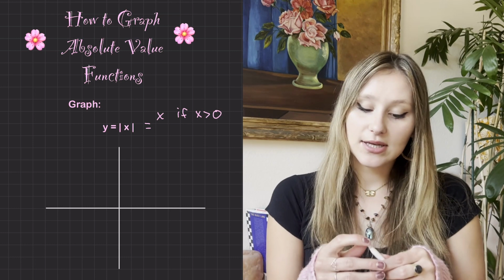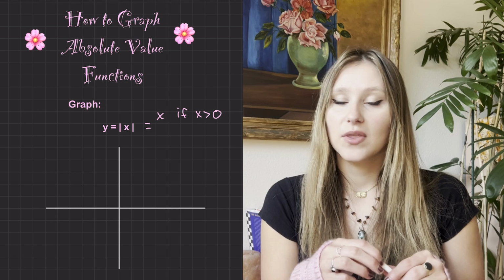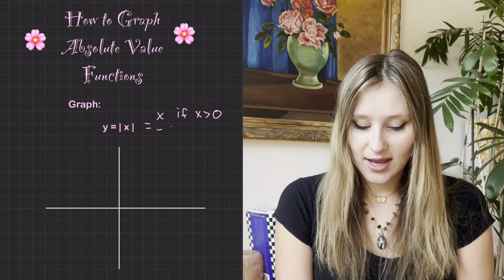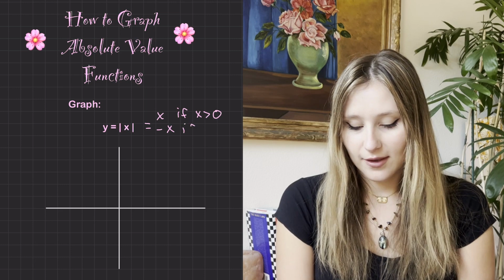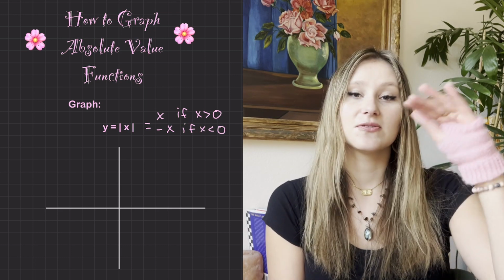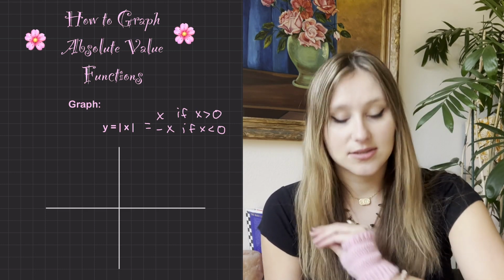So if whatever's inside the bar is negative, then we're going to have to turn that value positive. The way we would represent that is negative x if x is less than 0. So if it's less than 0, you take that negative. So it'd be negative, and a negative is a positive.